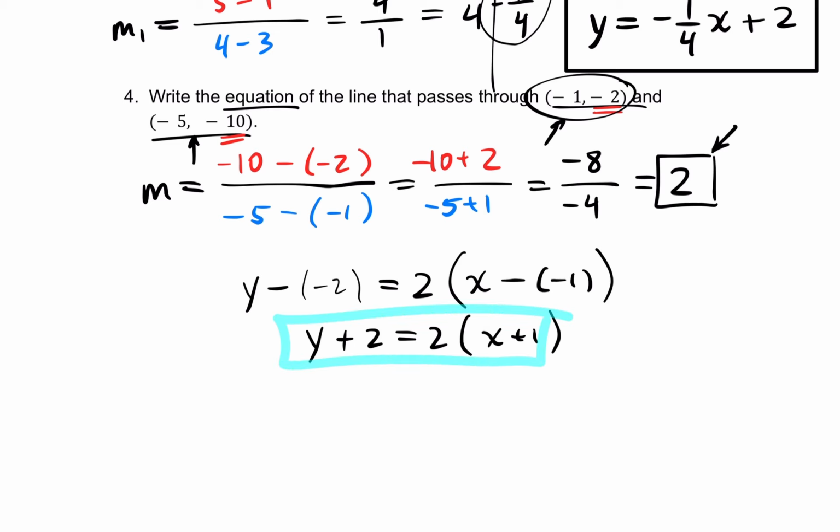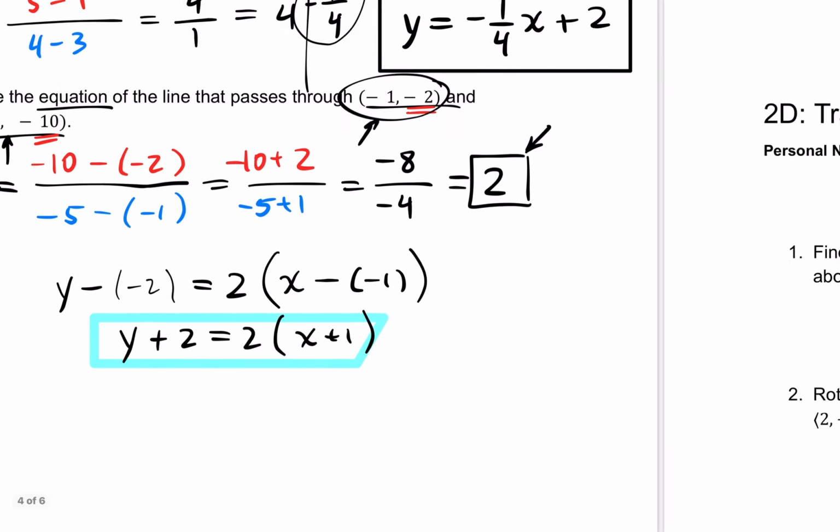We've just found the equation of a line that passes through the point. All right? So we've made an equation of a line that passes through the point. We're done. That's all we need to do for that problem.